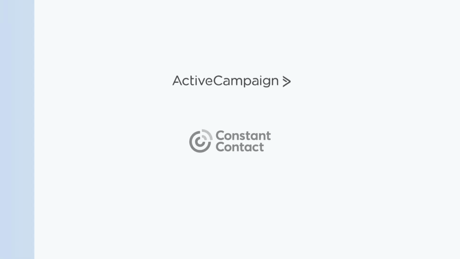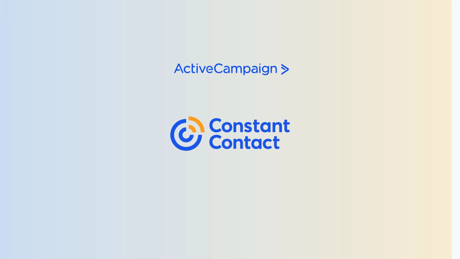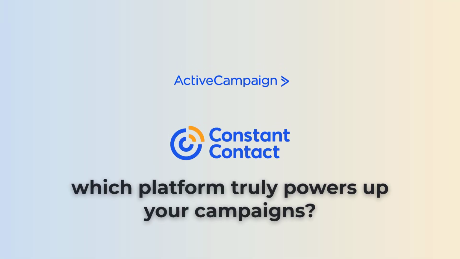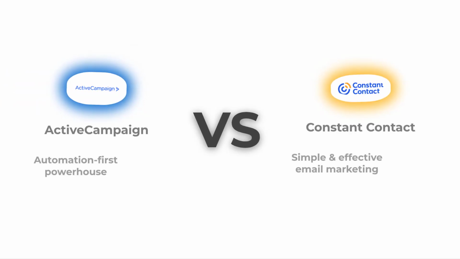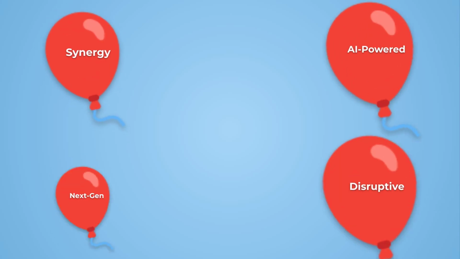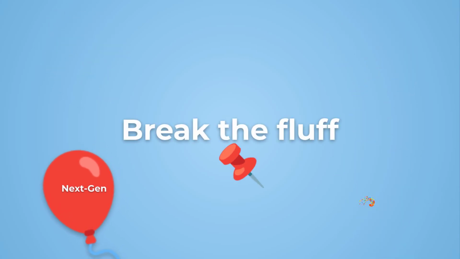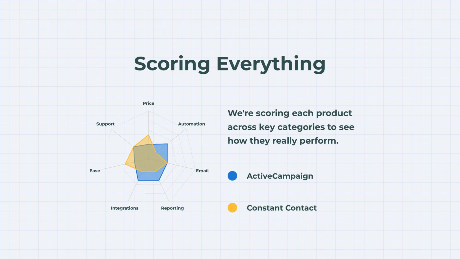Two marketing giants face off. But when it comes down to business, which platform truly powers up your campaigns? On one side, we have ActiveCampaign, automation made smart. On the other, Constant Contact, a classic name promising results. Let's leave the hype behind and see how both stack up where it really counts. We'll score each category along the way, and by the end, you'll know exactly who's ahead. The final verdict? It could surprise you.